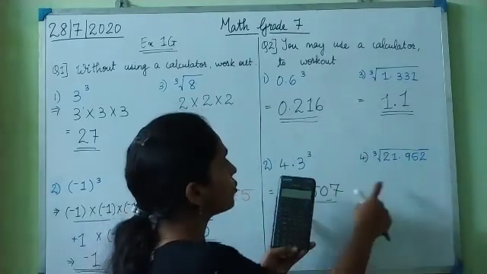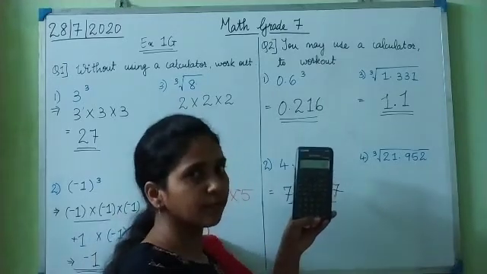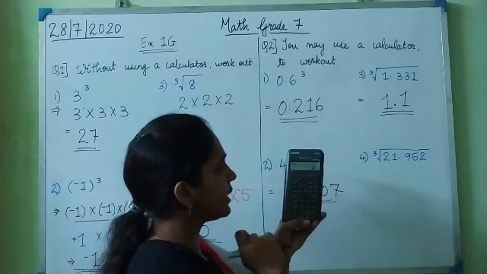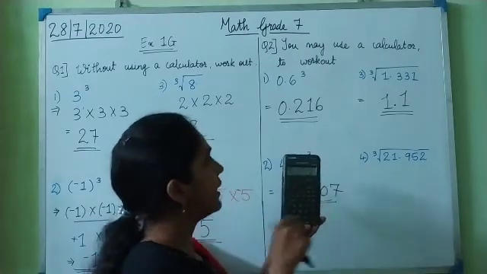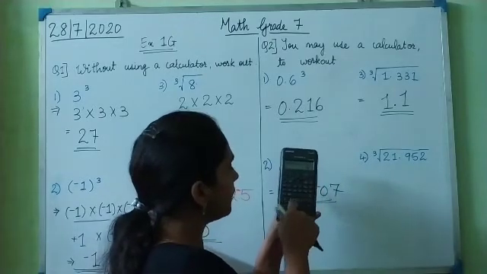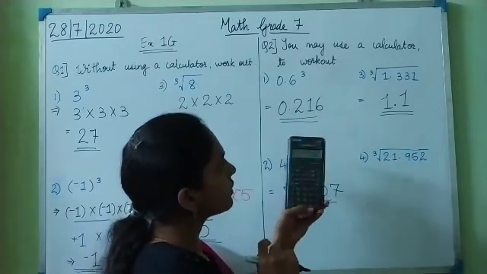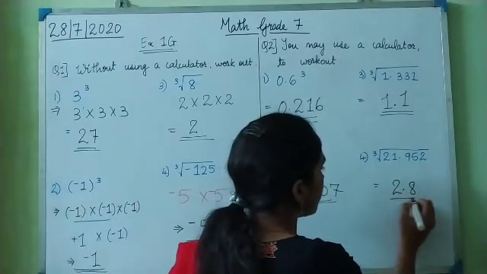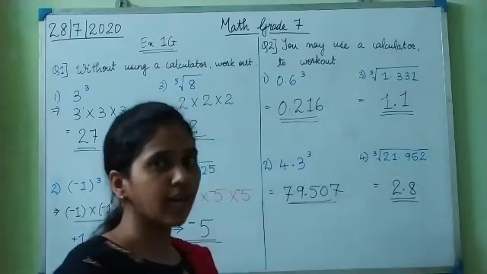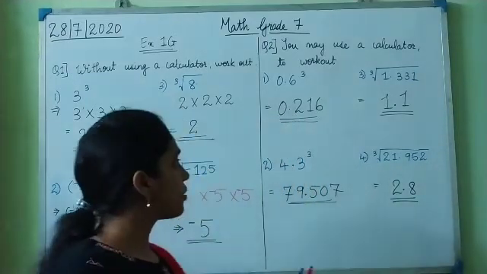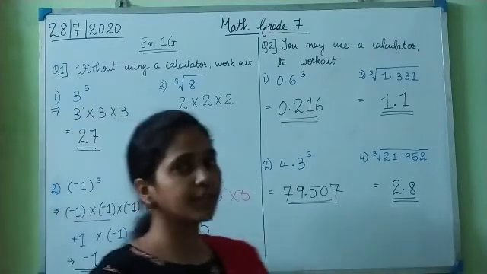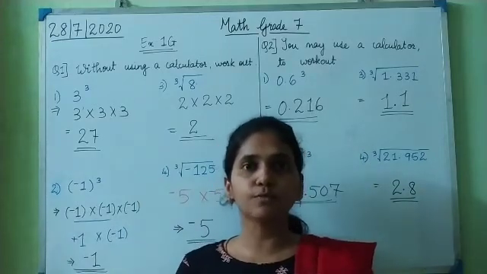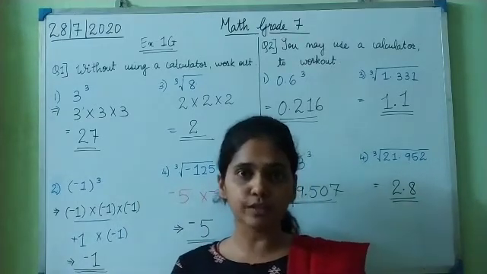Now we go to the fourth question, cube root of 21.952. Again the same thing, we type shift, then x cube button, so that the cube root sign comes. Then type the number 21.952 and then equal to, the answer is 2.8. So 2.8 is the cube root of 21.952. So we have seen questions 1 and 2 of exercise 1G, in which we had to find the cube and cube roots of given numbers by using a calculator and without using a calculator.